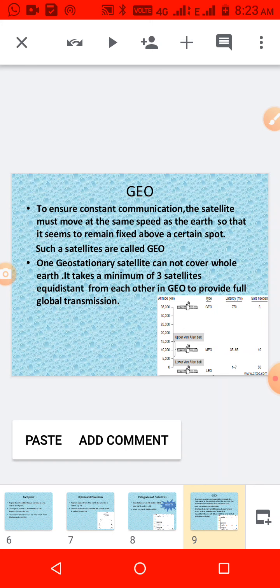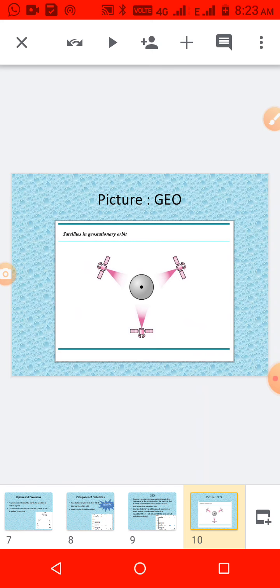the earth. To ensure constant communication, its speed must be equal to the speed of the earth. Such satellites are called geosatellites. This is the view of how the satellites are placed in GEO.